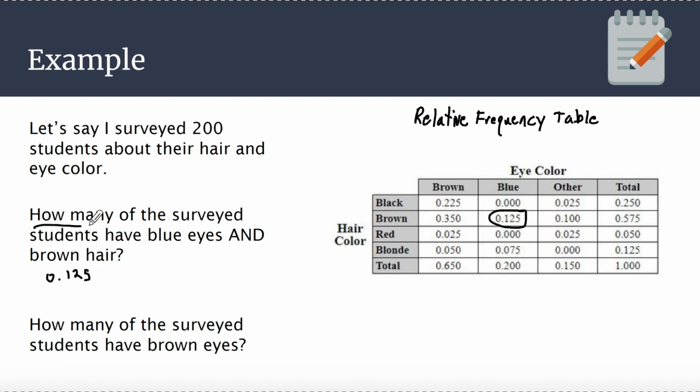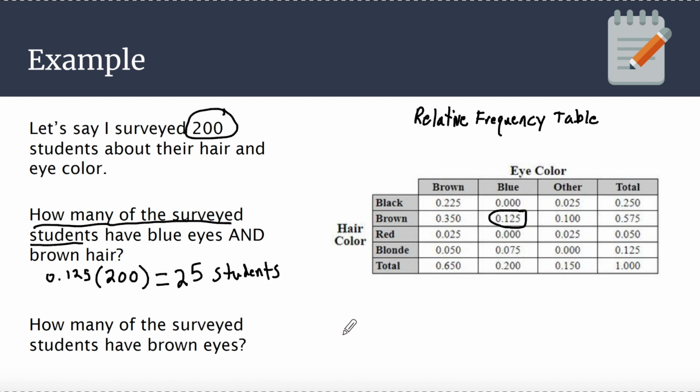But that is the relative frequency, right? I want to know how many of the surveyed students. I need a number of students. So if this is the frequency, how do I figure out the actual number of students? Well, I have to look back up to the total number surveyed, which was 200. If I multiply my frequency, 0.125, which is my proportion of people who fell into the brown hair, blue eye category, by 200, we can do that real quick. 0.125 times 200 will give us 25 people. So it looks like 25 of the surveyed students fall into the category of brown-haired and blue-eyed.